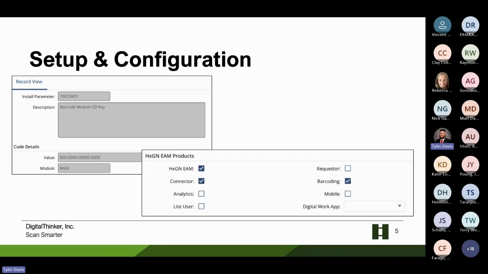And as for user setup, the barcoding application is accessed by your user, and the barcoding license is tied to the user. That's where the barcoding license comes into play. They have to have the appropriate organization and store access. The user group that they're in has to have those permissions, of course.